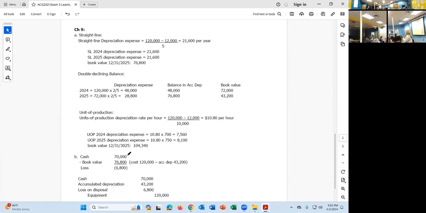A loss, an expense, will always be recorded with a debit. So when you go to do the journal entry to dispose of an asset, the three things that will always be the same: you've always got to debit cash for however much you sold it for, because you got cash when you sold it. You've always got to debit the balance in accumulated depreciation.